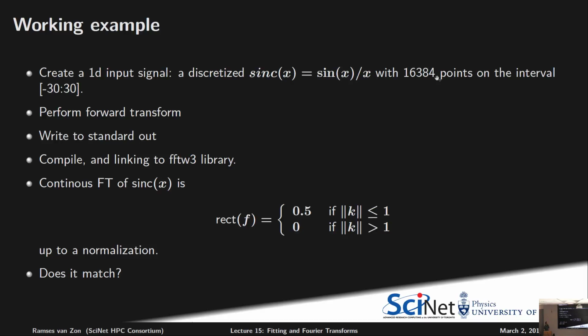Okay, take a couple of points, forward transform, using FFTW. The true Fourier transform of the signal is the rectangle function. So only wave numbers that have a value less than 1 have a contribution, and all others are 0. Okay. So I'm going to do that to see if it matches.